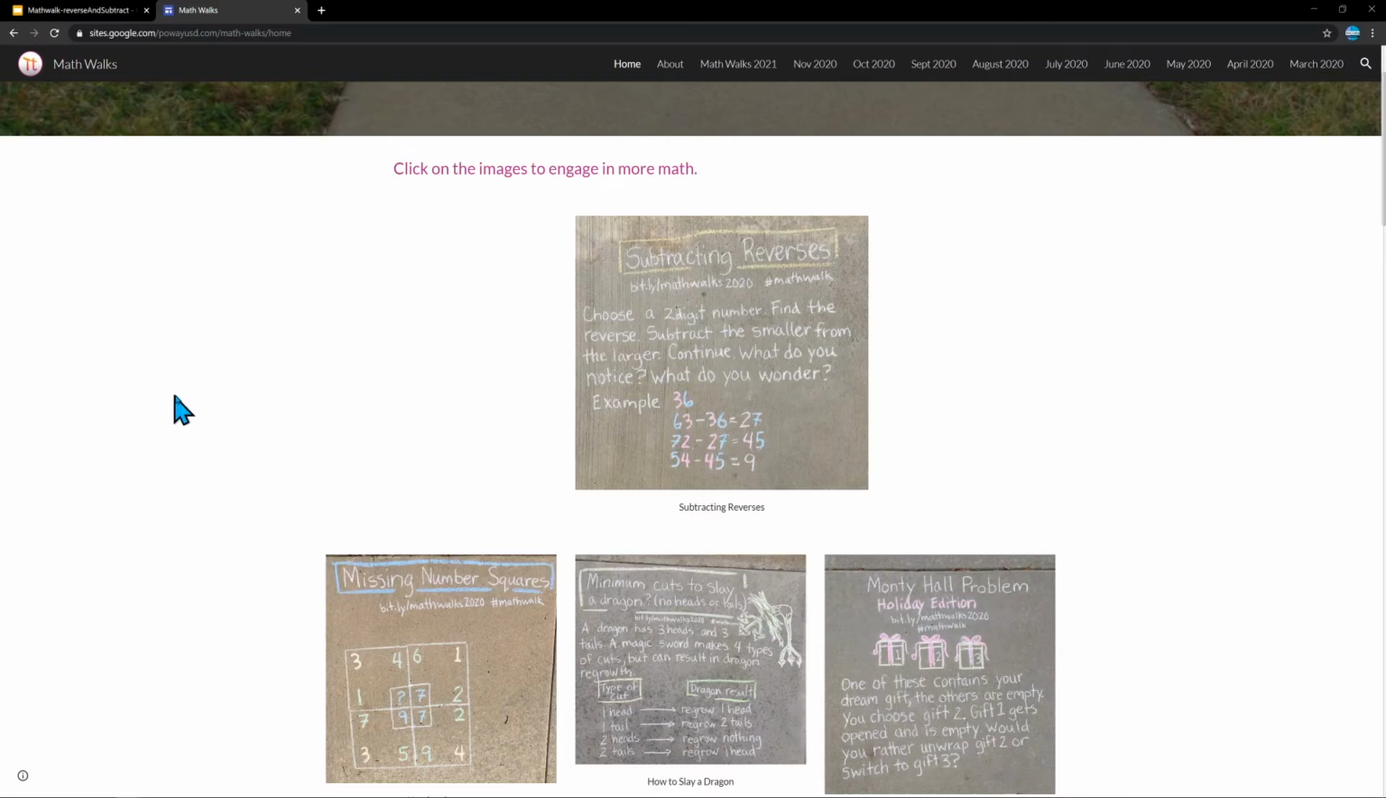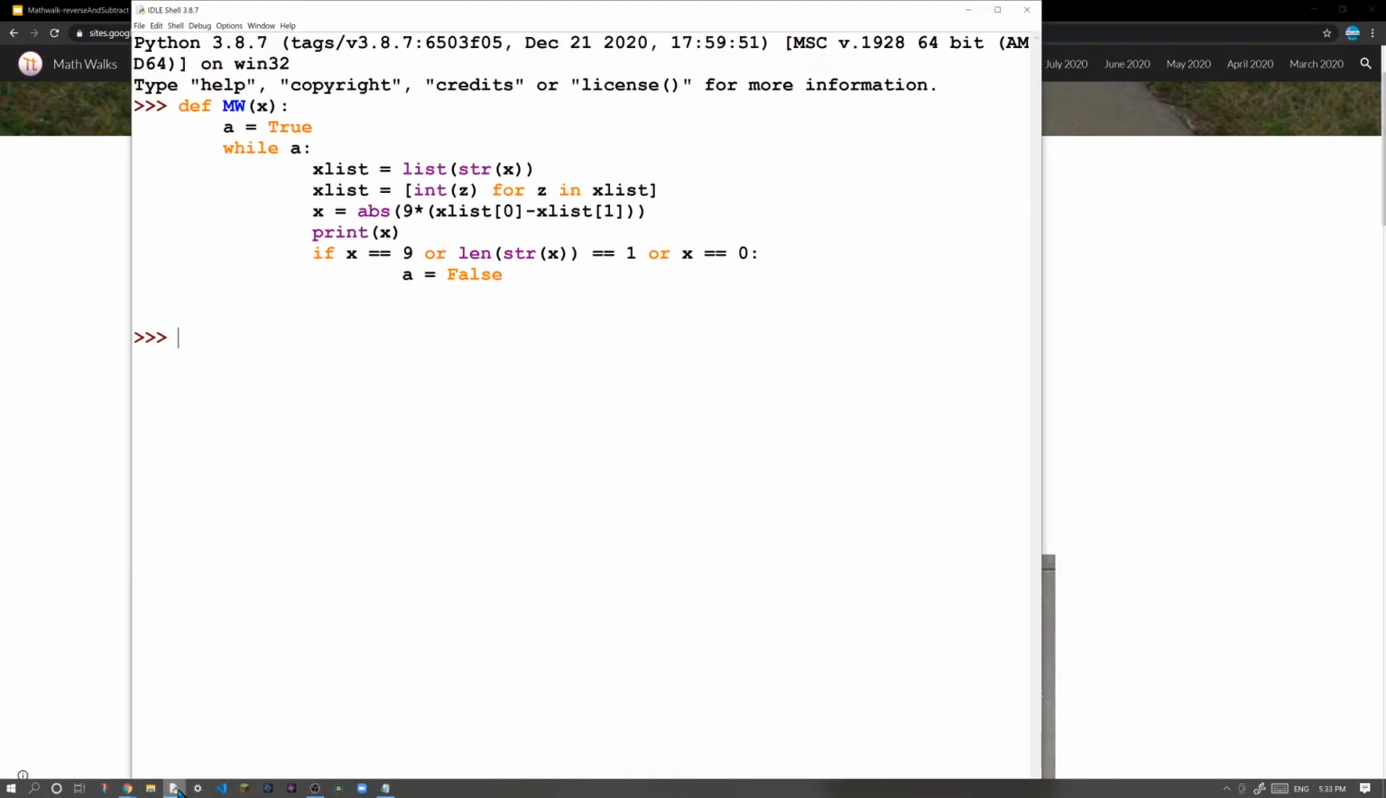This is about the math walk, subtracting reverses. We choose a two-digit number, find the reverse, subtract the smaller from the larger, and continue. What do you notice? What do you wonder? Let's look at my code. You got a little sneak peek of it at the start of the video, but let's see.